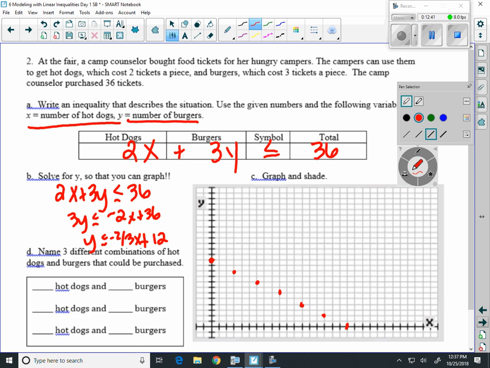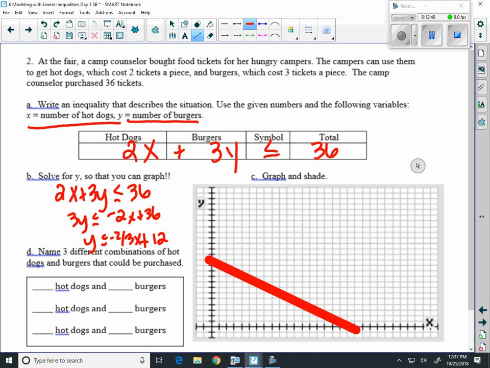Solid or dotted line? Solid line. Where am I going to shade? Below. So anywhere in that shaded region will be options for the number of hot dogs and the number of hamburgers.